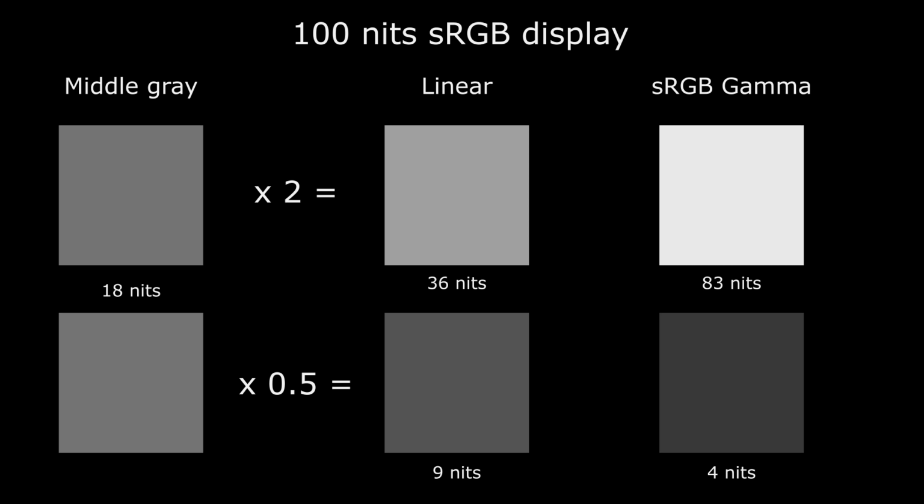Halving the values shows a similar effect. The middle gray square becomes 9 nits when doing the color operation in linear and 4 nits for sRGB gamma, more than twice as dark than what it should be.